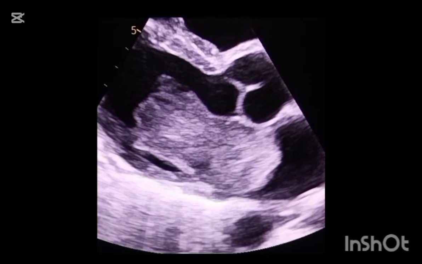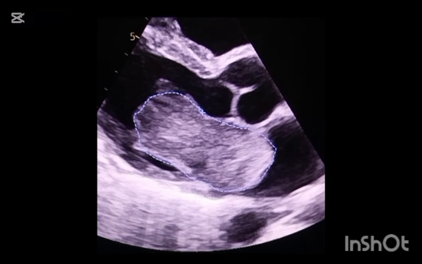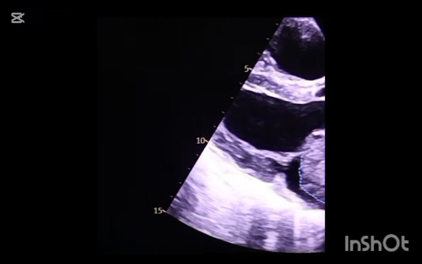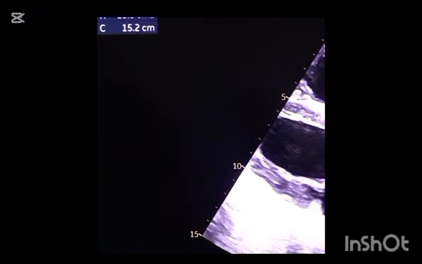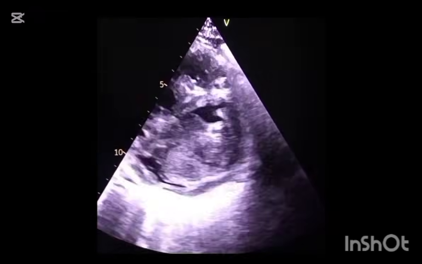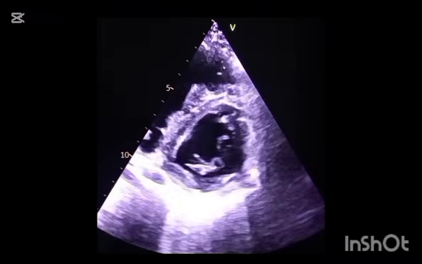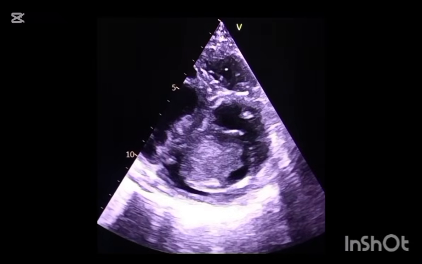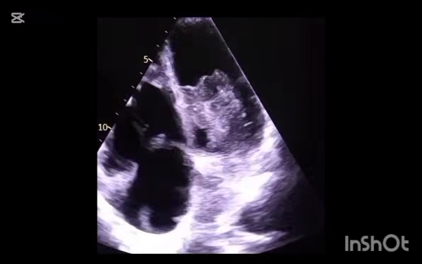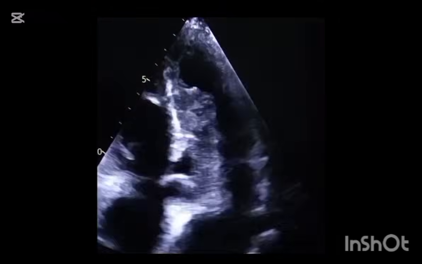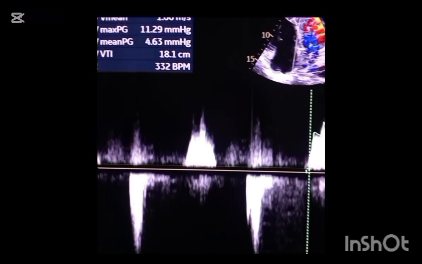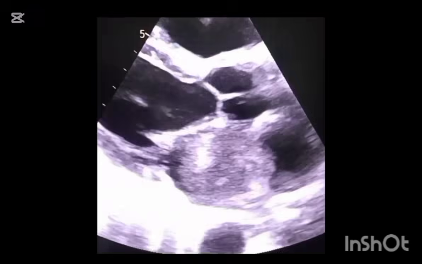Look at this. This is a huge, very big mass in the left atrium attached to the left atrial septum. This is also a myxoma, which is creating a functional MS. Look at the mitral valve. The mass is going through the mitral valve to the LV, and look again in the four chambers. This is very huge. So this is also a myxoma creating a functional MS.